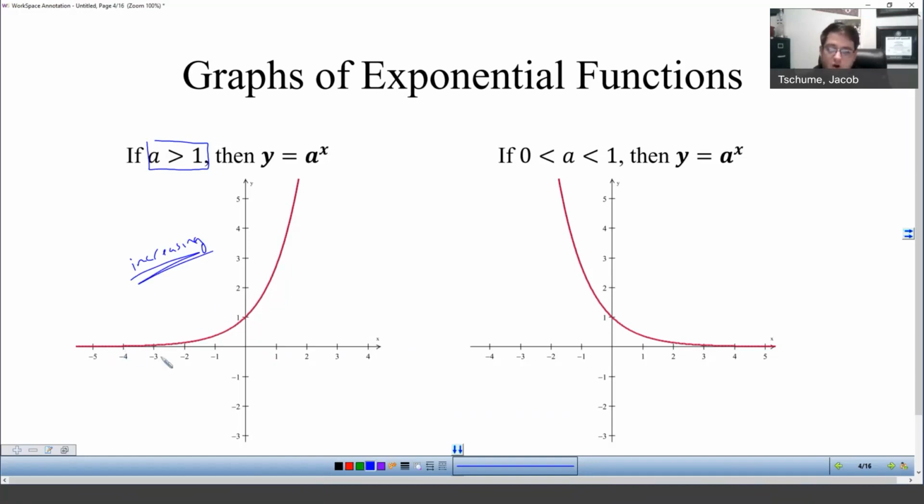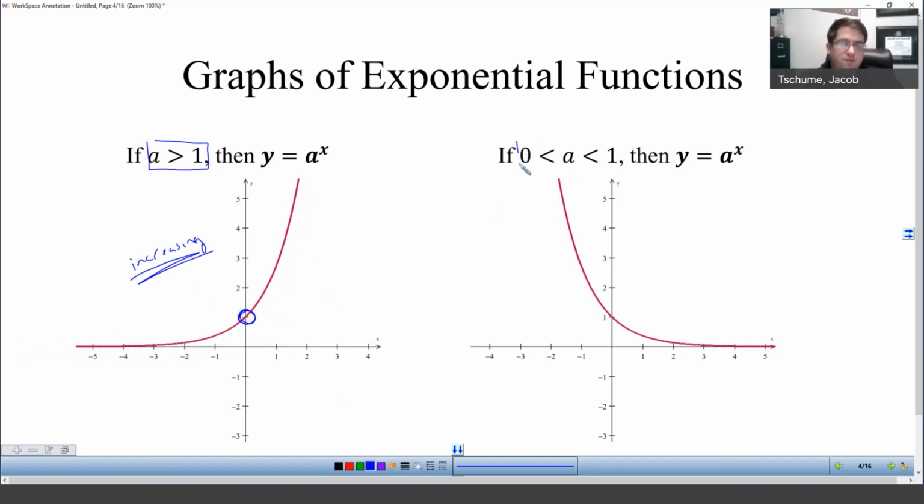As you can see, there are no x-intercepts. It's going to start really, really close to the x-axis way over here. As you move to the right, it's going to increase. It has to cross the point (0, 1), and then it increases very, very quickly once you move into the right-hand side of your graph.